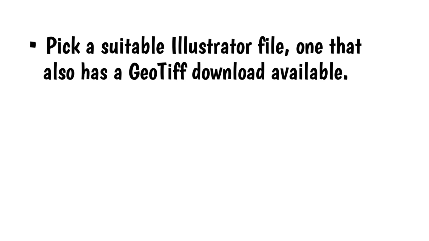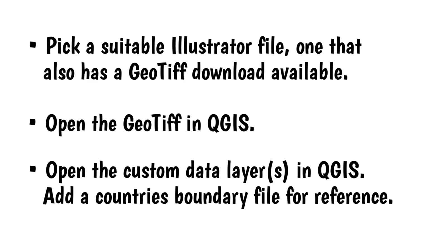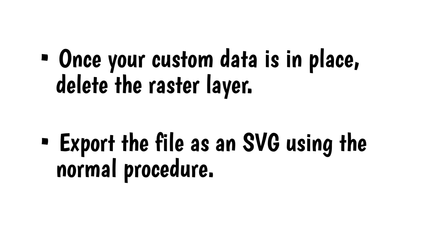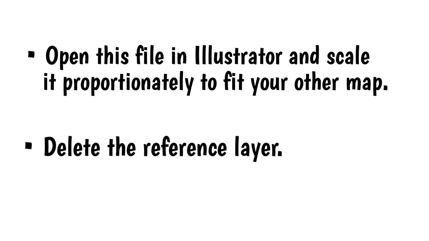Pick a suitable Illustrator file, one that also has a GeoTIFF download available. Most of them do. Open the GeoTIFF in QGIS. Open the custom data layers in QGIS. Add a country's boundary file for reference. Once your custom data is in place, delete the raster layer. Export the file as an SVG using the normal procedure. Open this file in Illustrator and scale it proportionally to fit your other map. And then delete the reference layer.